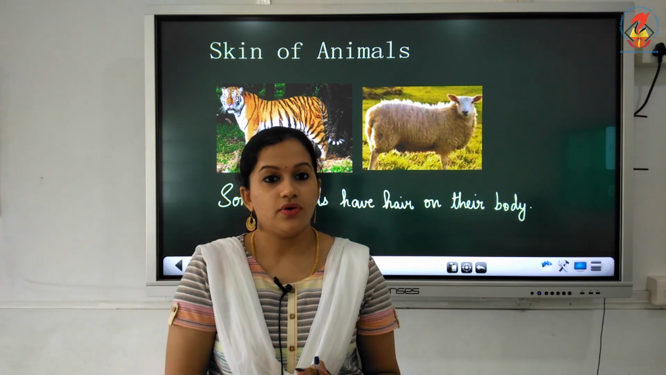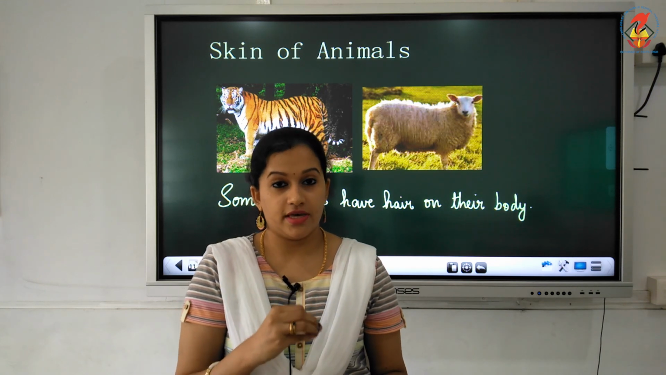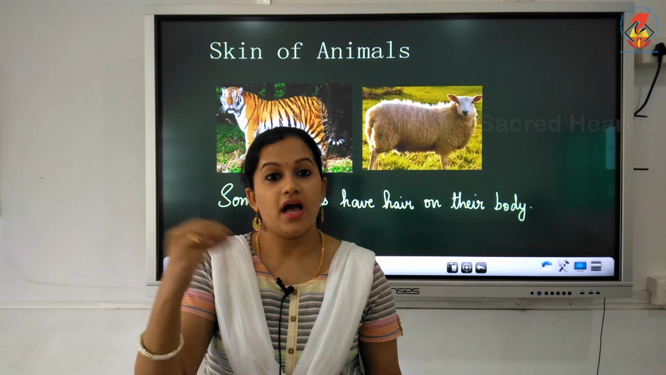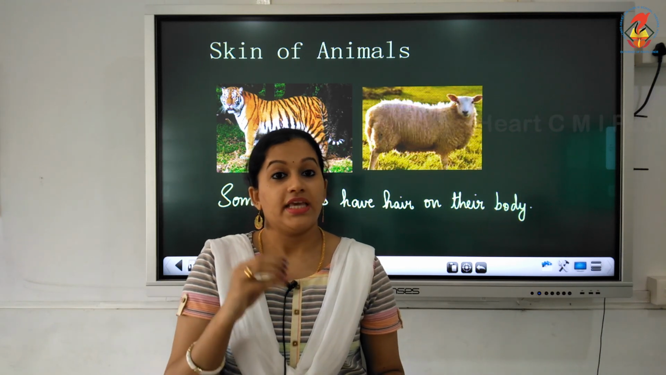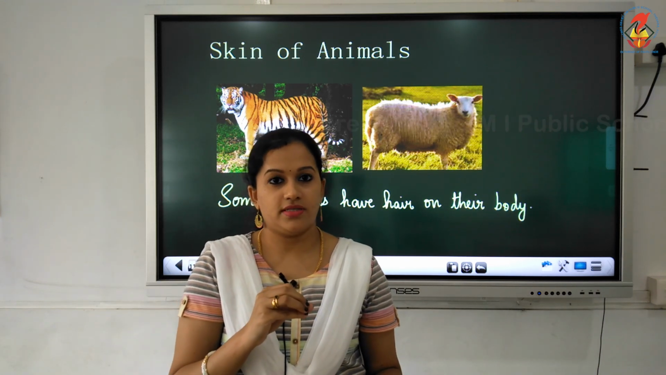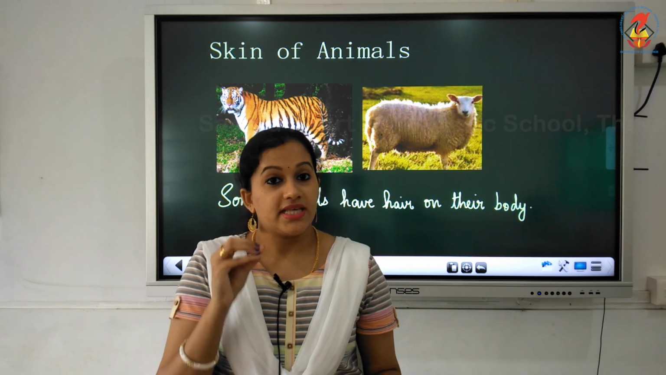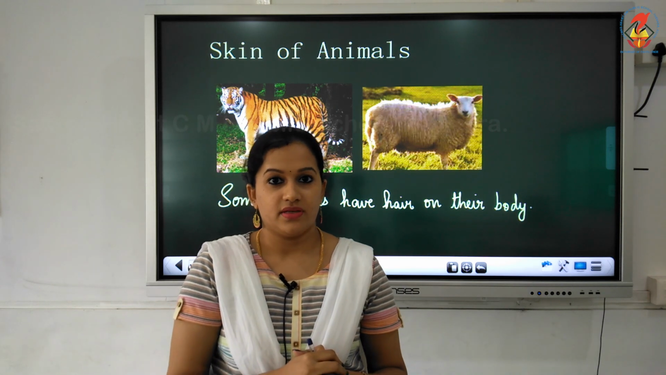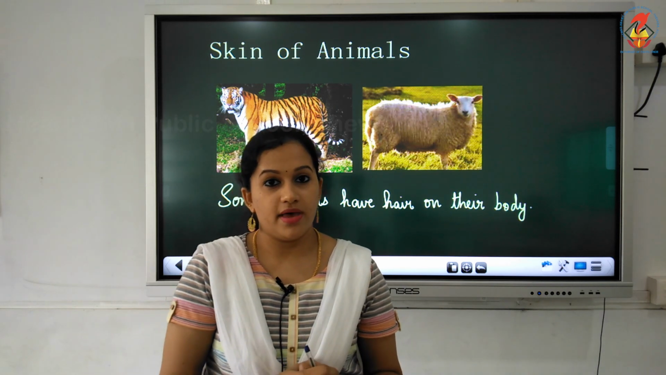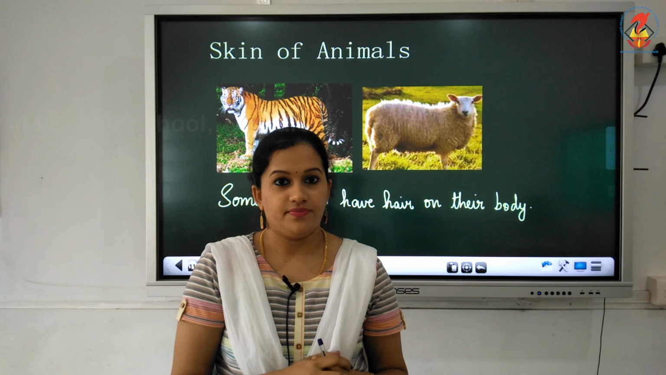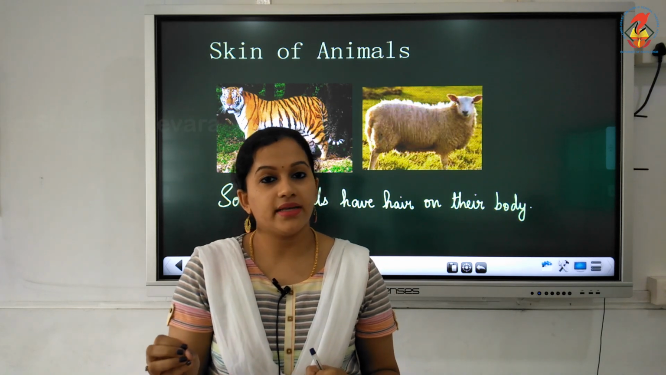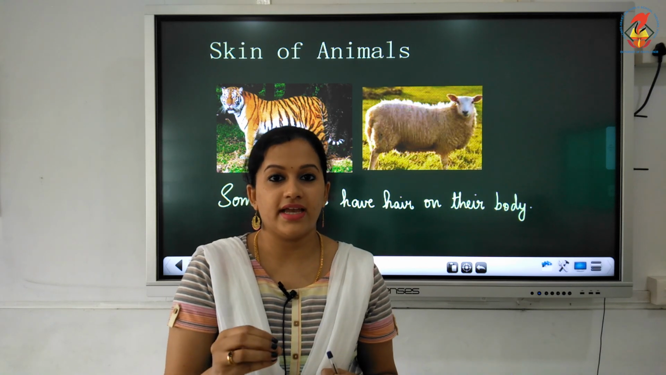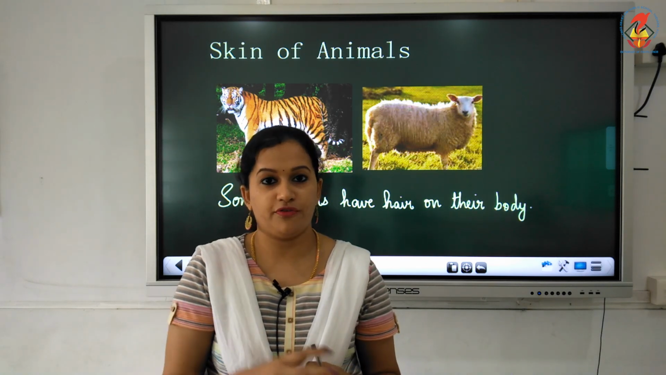Even human beings have hair. Our hair is not as thick as you see in the other animals, isn't it? Even elephants have hair on their skin. Some animals that have hair will have long hair, like that you see in a polar bear, long and thick hair, whereas some animals will have very short hair. For example, the hair that you see on a cow or a buffalo.